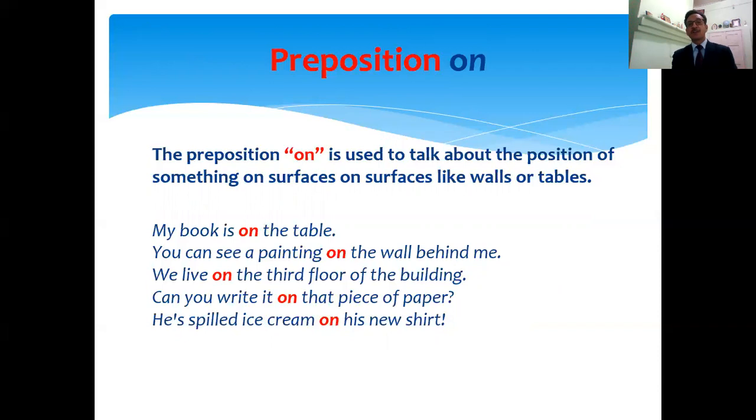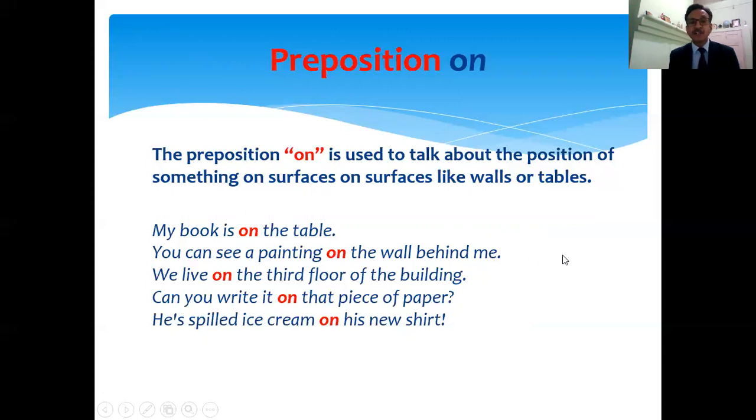The preposition on is used to talk about the position of something on surfaces like wall, tables, everything. Fine. My book is on the table. You can see a painting on the wall behind me.